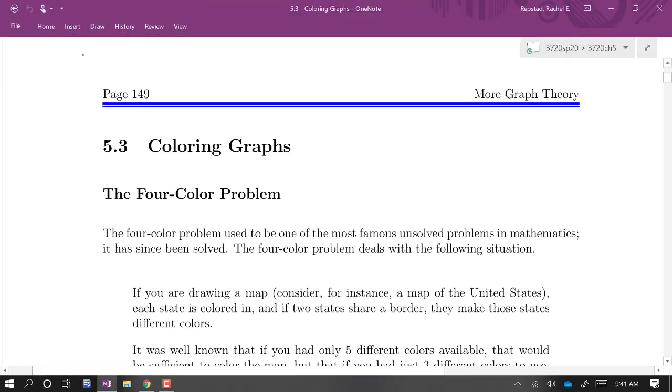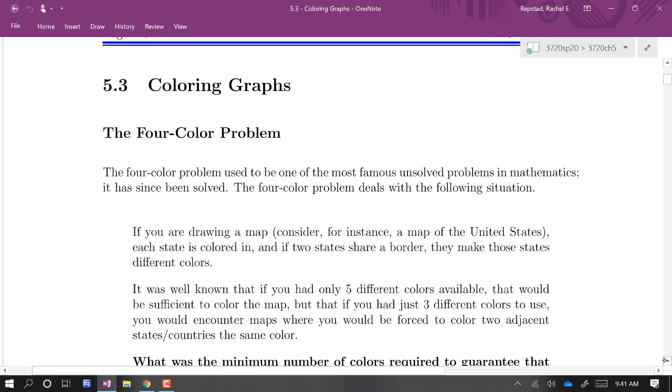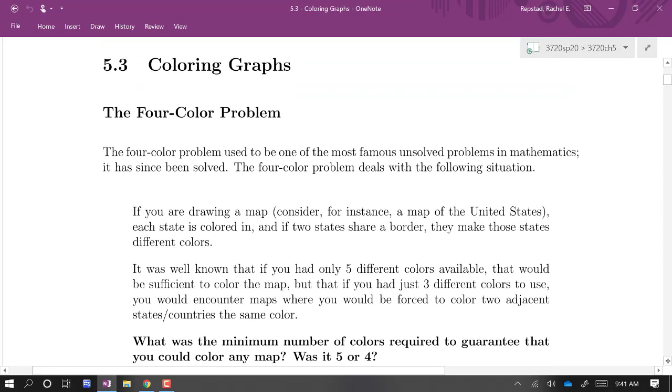Right, in this section we're going to learn about coloring graphs, and we start with a statement of what used to be one of the most famous unsolved problems in mathematics. So consider the scenario where you're drawing a map. Maybe it's a map of the United States, or maybe it's a map of the world, but let's just consider a map of the United States. And each state is colored in, and if two states share a border, you make those states different colors.